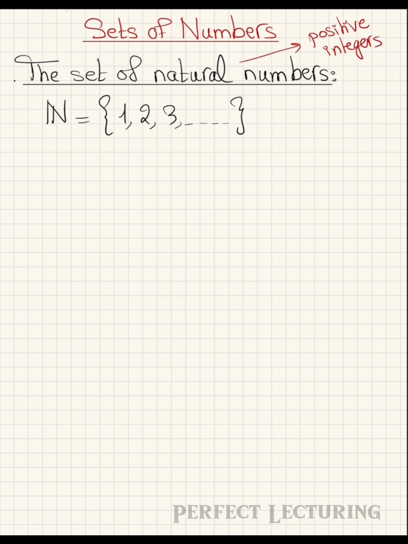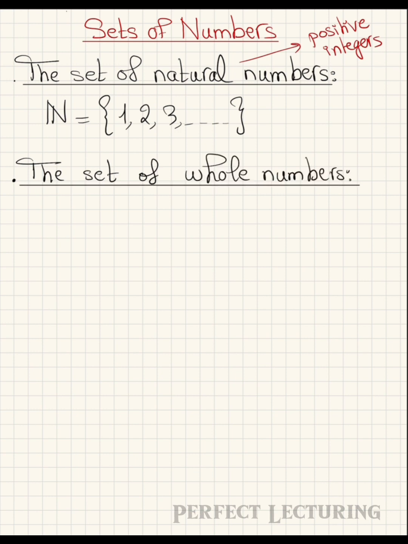Now, if you add 0 to this set, you'll end up with the set of whole numbers. So it is simply N with 0. So it is equal to 0, 1, 2, etc. Again, no fractional part, no negatives, only counting numbers with 0.